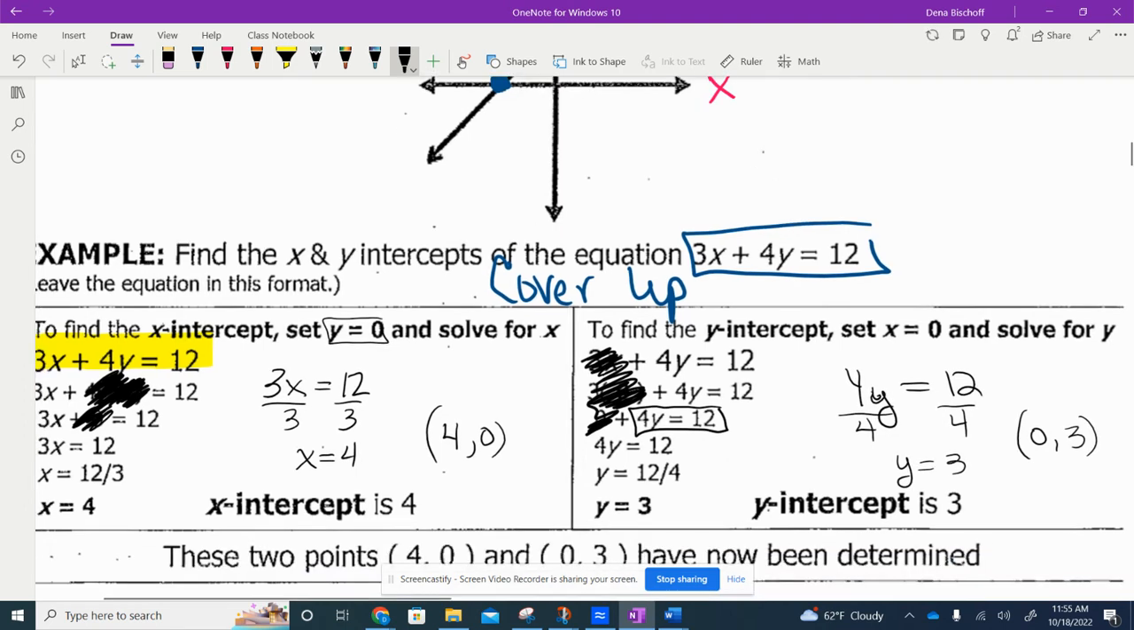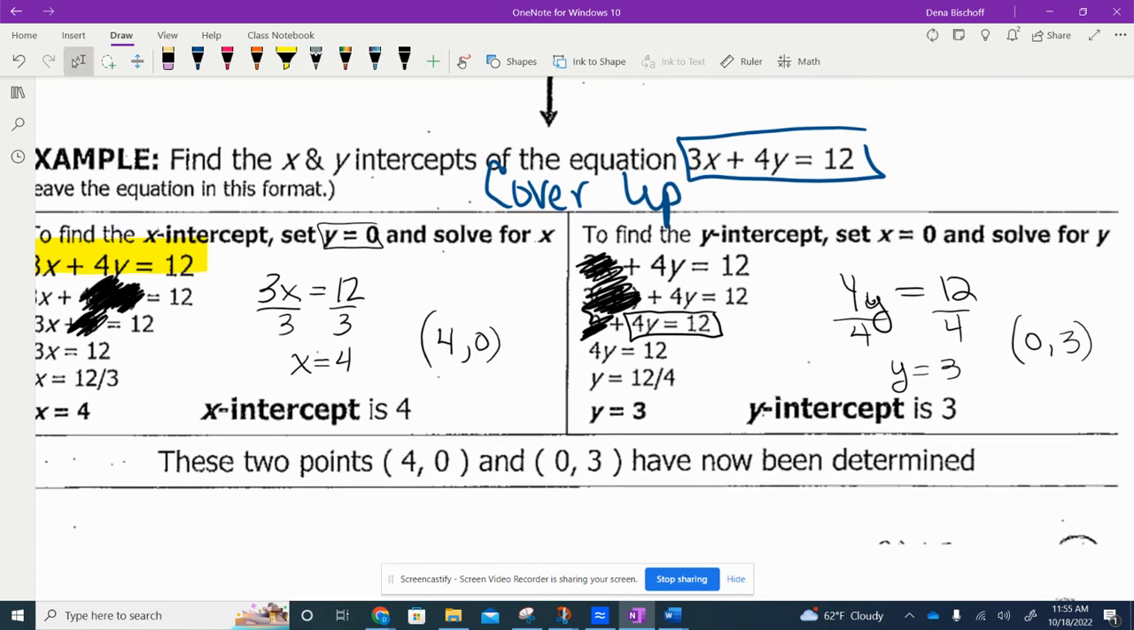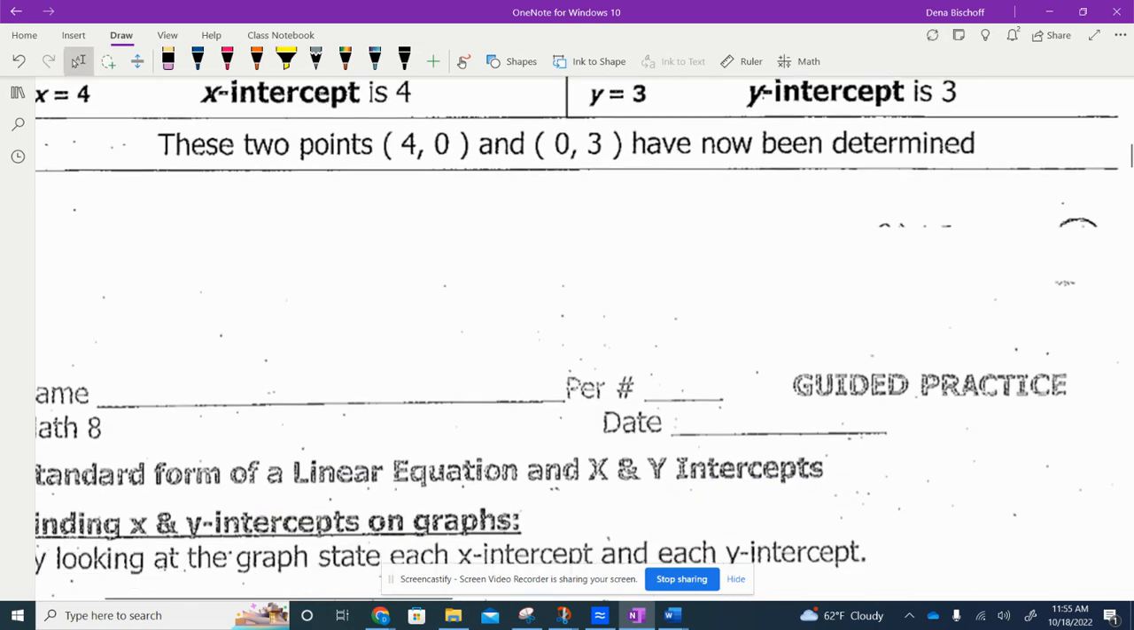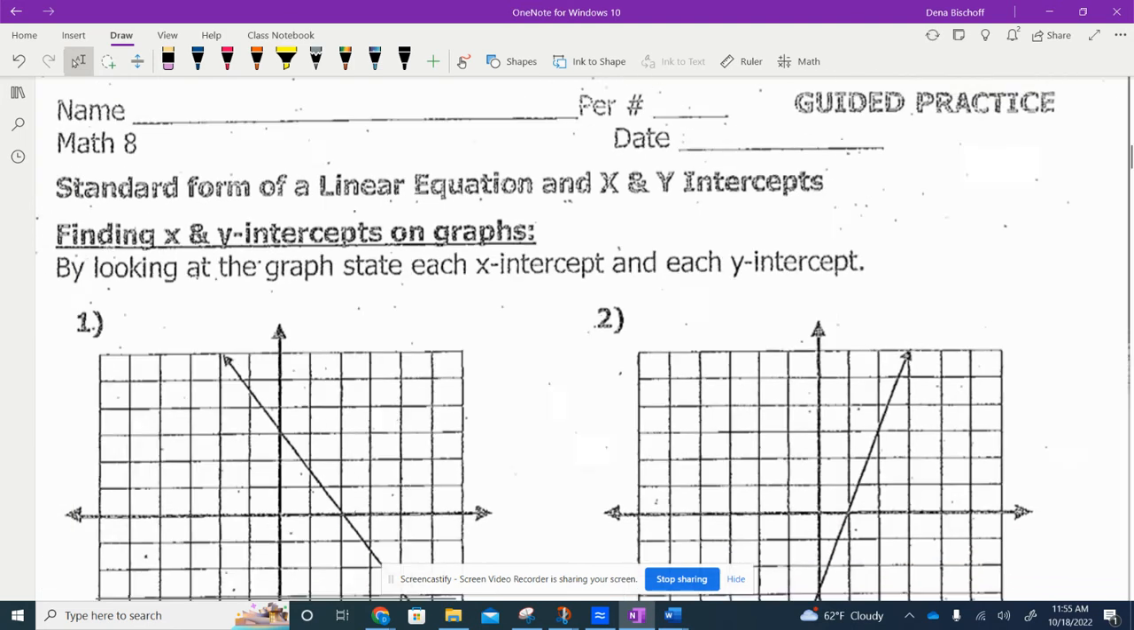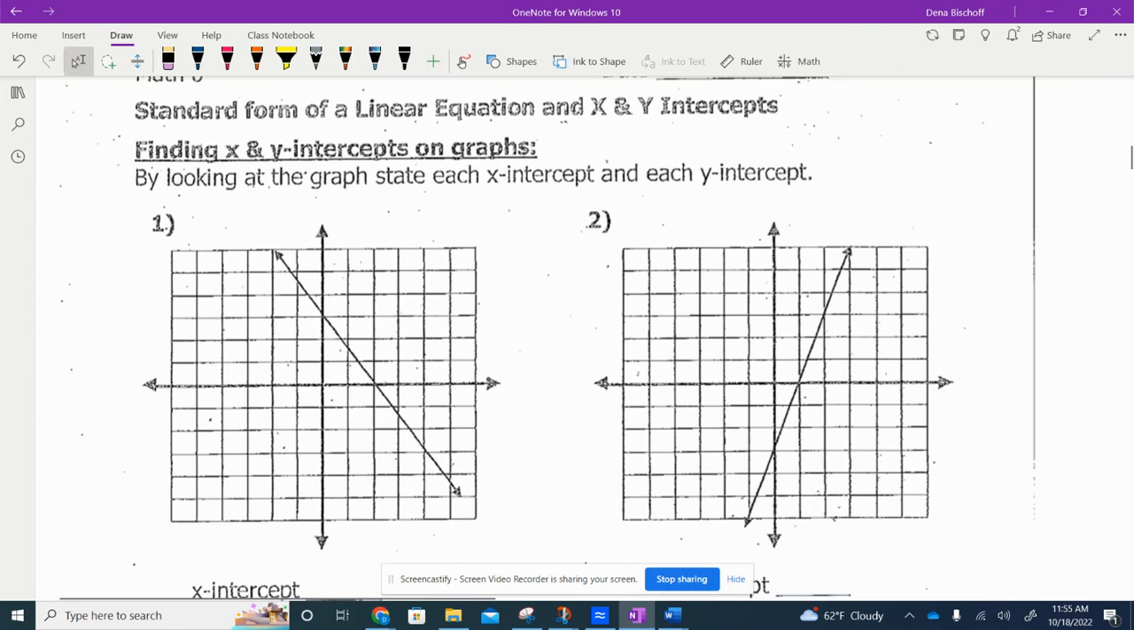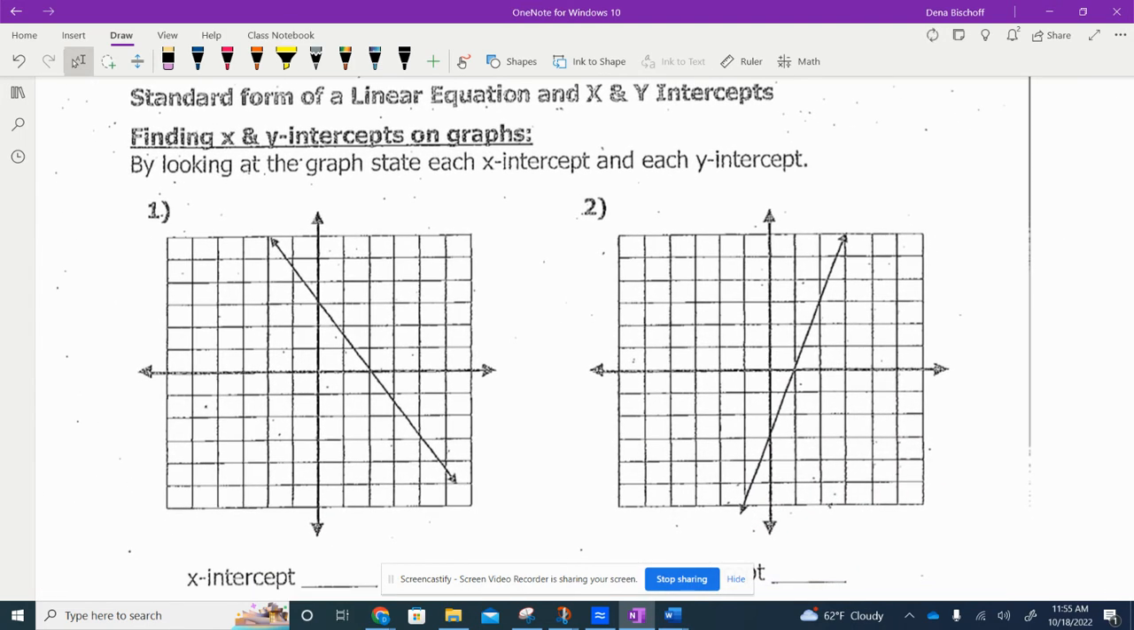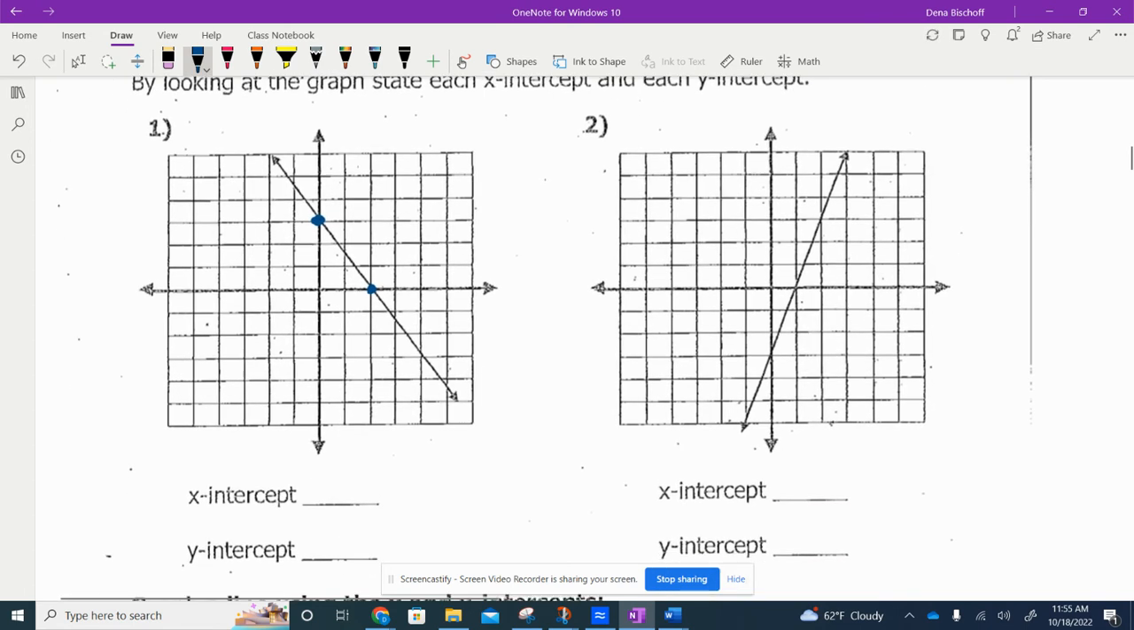So those 2 points get plotted right on the x and the y axis, and that's a different way to graph an equation. So let's look at graph number 1. And let's see what the y-intercept is and what the x-intercept is. So what is the x-intercept and what is the y-intercept? Remember, I want you to write them as an ordered pair.